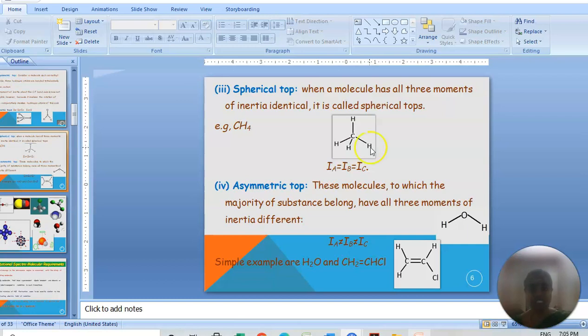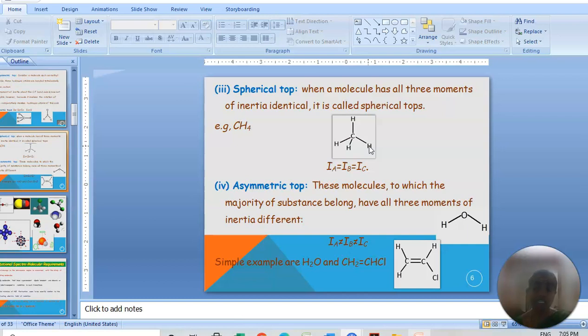For molecules with three equal moments, the best example is methane. Here the molecule has symmetric rotation, so the rotation cannot be observed easily because all are identical, and we cannot identify the rotation spectra.